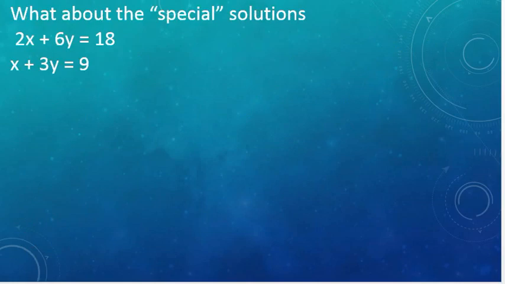Now what about your special solutions? You are going to solve the next two problems on your own. I'm going to show you the problem. You should pause your video and solve, and then check your answer. Let's start with this one. So 2x plus 6y equals 18, x plus 3y equals 9. Please pause your video and solve the problem.